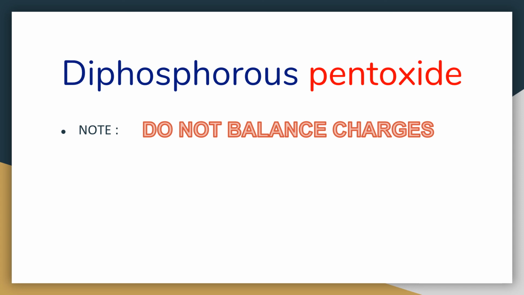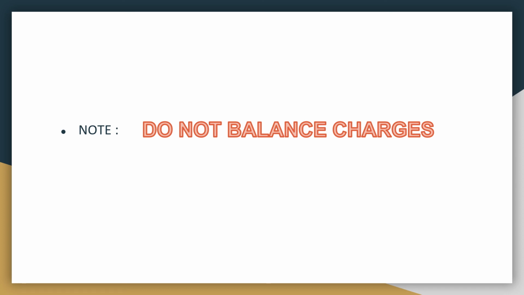Once again, we do not have to balance any charges. All you have to notice is that di means 2, so there are 2 phosphorus. The pent means 5, so there are 5 oxygen. So that's it. You're done, no balancing charges. Your prefixes literally tell you how many atoms of each element are in the compound.